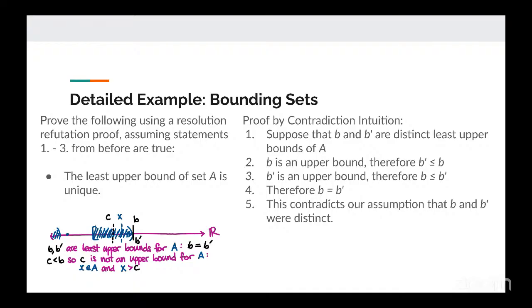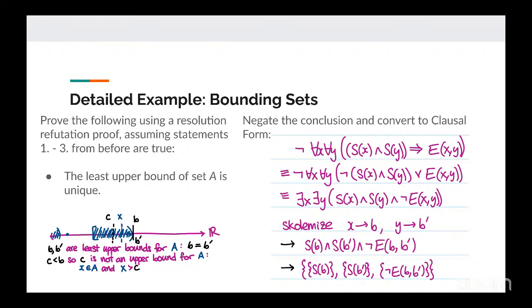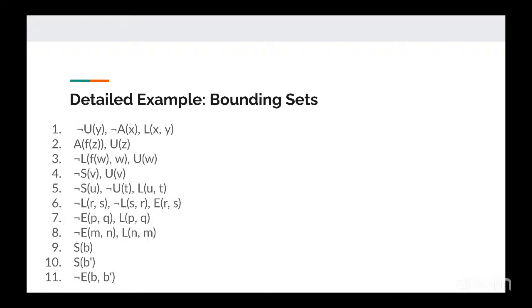And so now what we need to do is try to translate that intuition into the resolution proof that we actually do. So maybe I'll go through this example now. So here are all the clauses that we have, right? This is after we negate that conclusion and turn it into clausal form. We end up with all of these 11 clauses. So the first thing that I want to do is show that B is an upper bound, right? Because that was the first step of my proof by contradiction. So what clauses would I resolve if I want to show that B is an upper bound? Do you have any ideas?